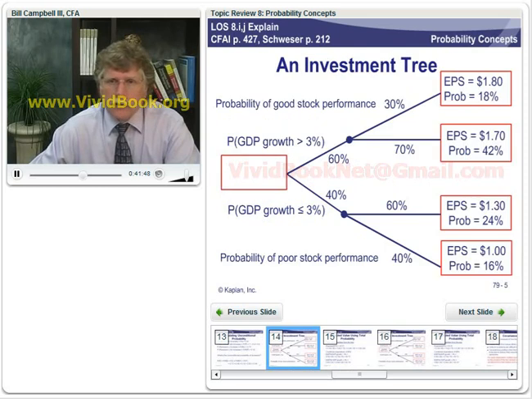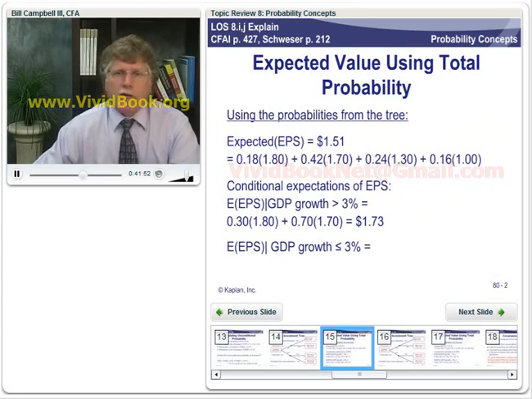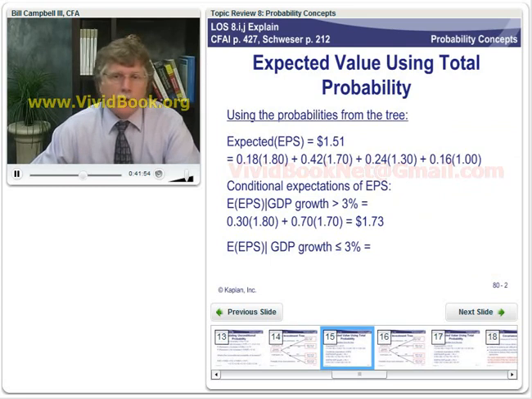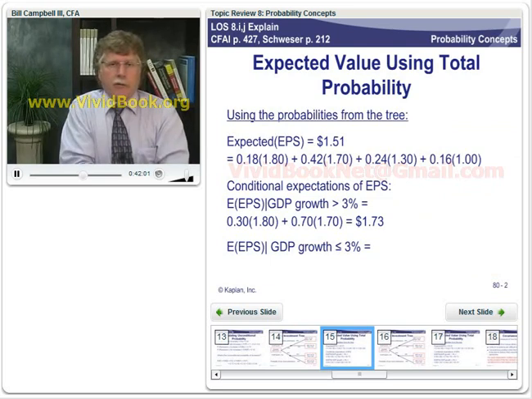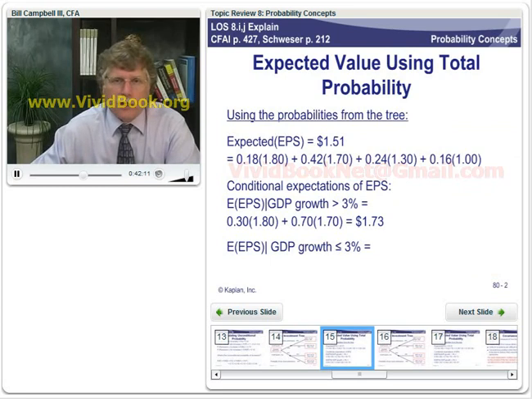Oops, my mistake. If we do know that GDP growth is greater than 3%, then we only use the top part of that tree. We had, if GDP growth is greater than 3%, a 30% chance of $1.80 per share and a 70% chance of $1.70 per share. Total weighted average of $1.73.